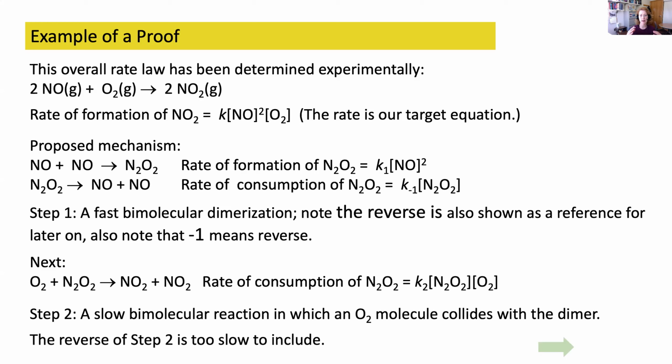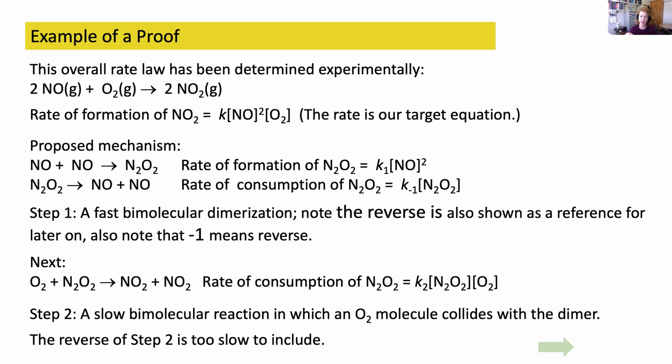So usually when you're writing out experimental mechanisms and elementary rate laws, the elementary reactions of a mechanism are that you're usually going to have a fast step and a slow step. The slow step we're only going to write the forward of. The fast steps you can also go in the reverse of.